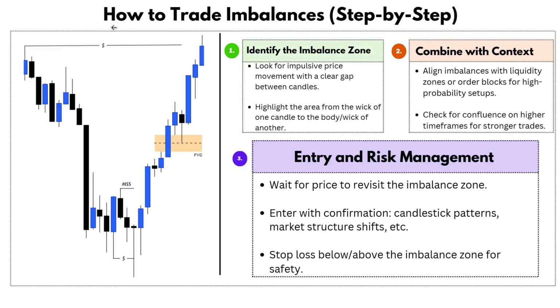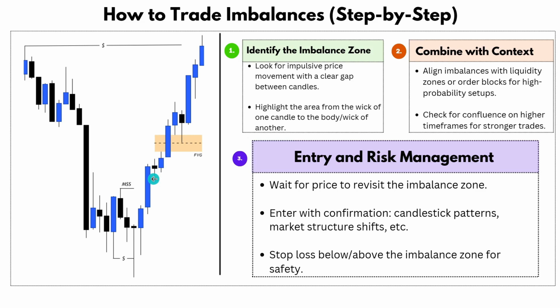Now let's keep going. Now let's go over how to trade imbalances step by step. The first thing for trading imbalances is that we have to identify the imbalance zones. Look for impulsive price movement with a clear gap between the candles. That's number one. As you can see here, this was an impulsive bullish movement. Price pushed up in this impulsive bullish nature and then left this gap in price action.